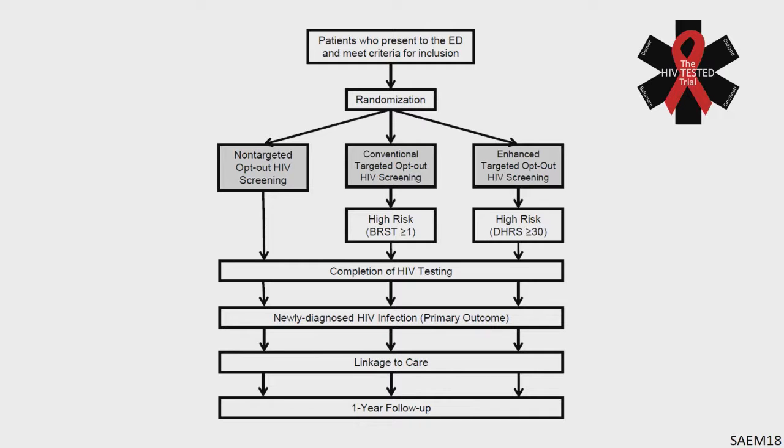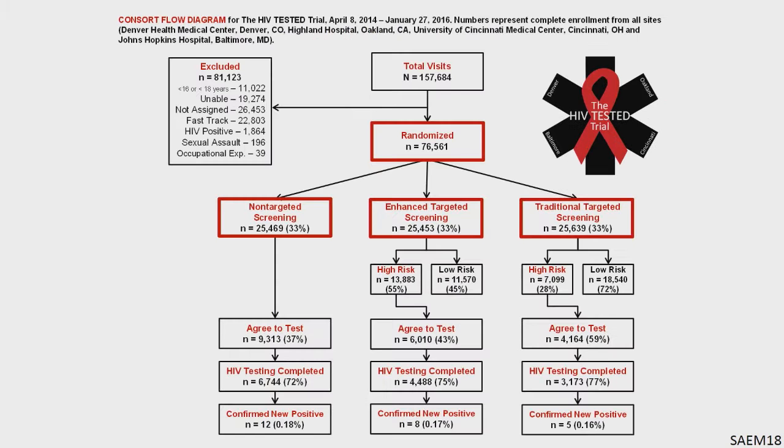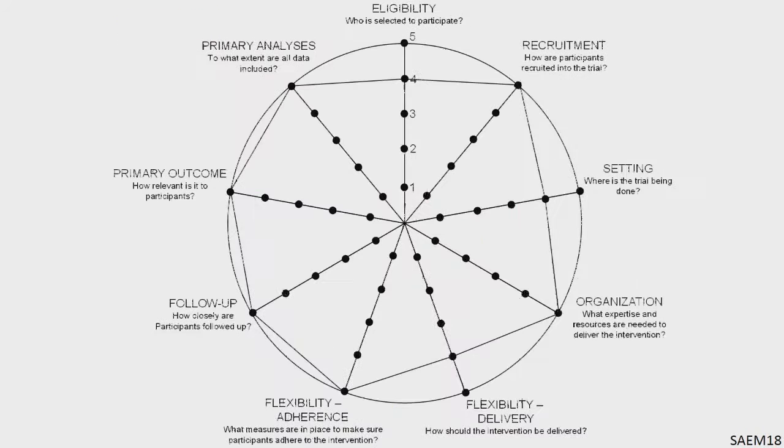Patients who were randomized to the targeted arms, based on their risk profile, were then offered testing. All patients who were randomized to the non-targeted arm were offered testing. You can see the follow-up out to a year for all patients. We presented the results of this trial last year at SAEM, and this is just a very brief summary. Across all 4 institutions, we randomized over 76,000 patients, roughly 25,000 patients to each arm, with about 15,000 HIV tests performed ultimately.